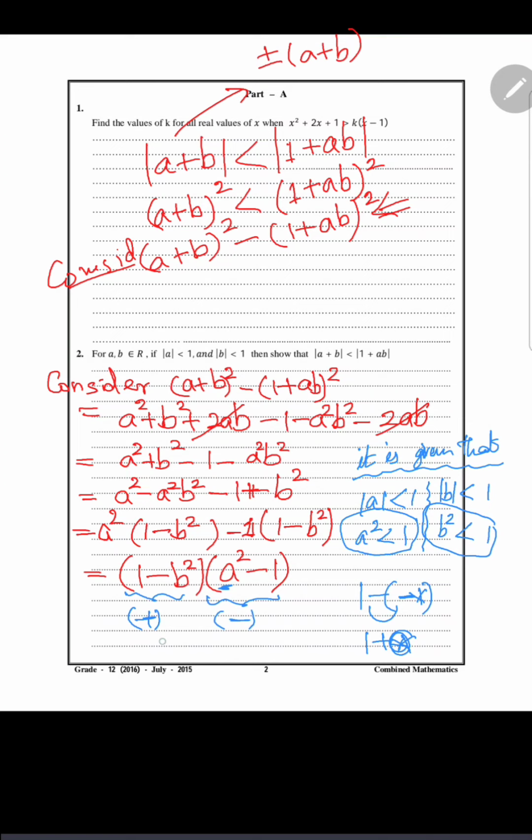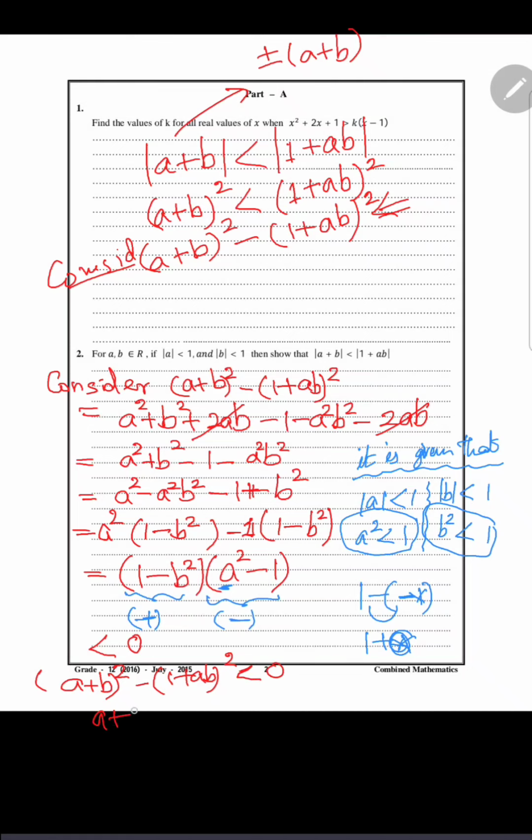Then this product, see, the product is negative because one term is positive and the other term is negative. Plus into minus is minus. So this result is less than 0. This product is less than 0 because it is negative. Now I can write (a+b) squared minus (1+ab) squared is negative, less than 0.